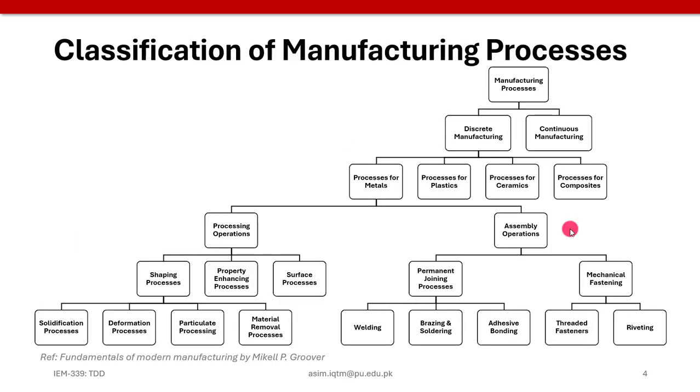From this slide, we came to know the manufacturing processes are divided in two forms, continuous manufacturing processes and discrete manufacturing processes. But for this course, we mainly focus on deformation processes, particulate processes, material removal processes, and some of the welding, soldering and brazing processes. There are many other processes as well, but they are not in the scope of this playlist.